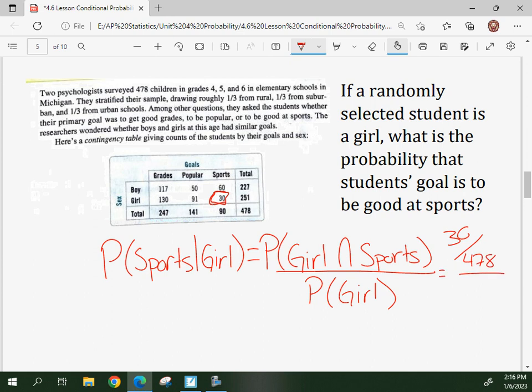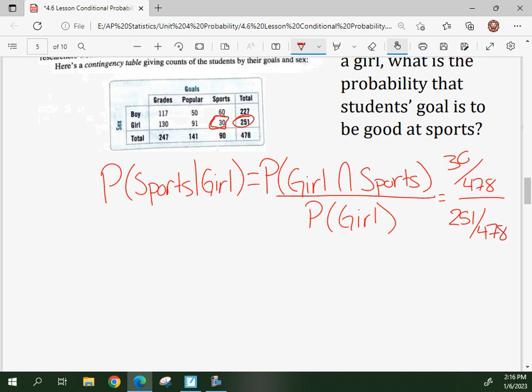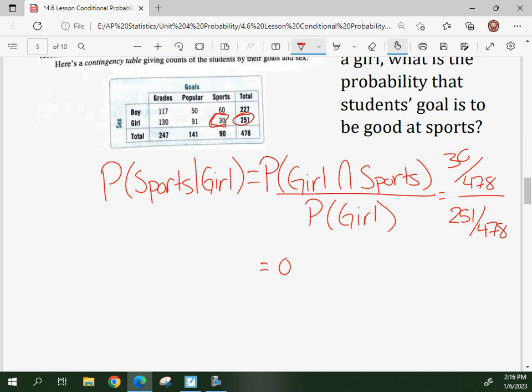And the probability of being a girl would be the total 251 girls out of all of the students. And so if we do that calculation, we get a value of 0.1196. So that is the probability that the most important thing or their goal in school is to be good at sports if we already know that the student is a girl.